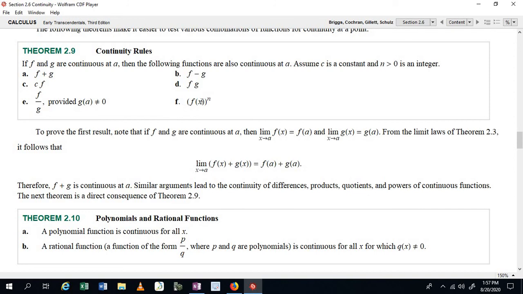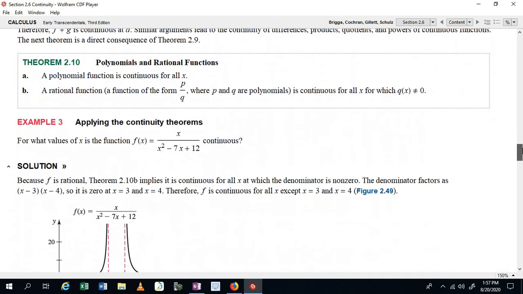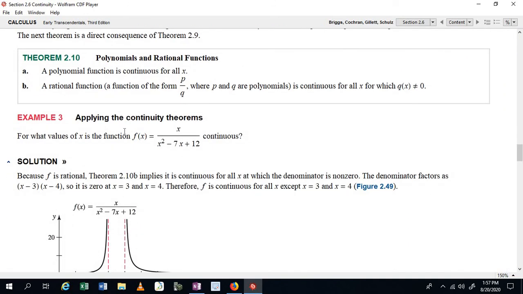And then if you take a function and raise it to the nth power, again, remember n is a positive integer, then it remains continuous at a, as long as f is continuous at a. So these are some nice little rules for continuity. Okay, and that leads us to theorem 2.10, which tells us that polynomial functions are continuous for all x values.